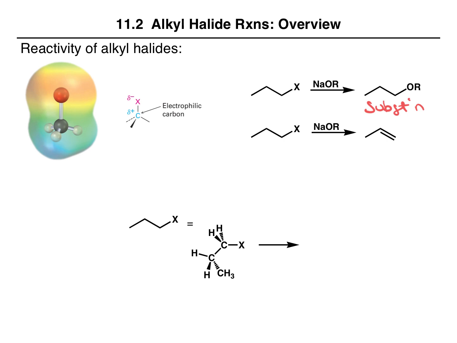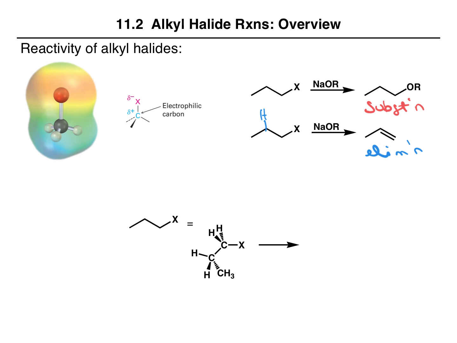But it's also possible for this group to act as a base to grab off a hydrogen that is on the carbon adjacent to the carbon with the halogen. If this acts as a base, grabs off this proton, these electrons can come here, kick out the halogen as a leaving group, and we are doing an elimination reaction.